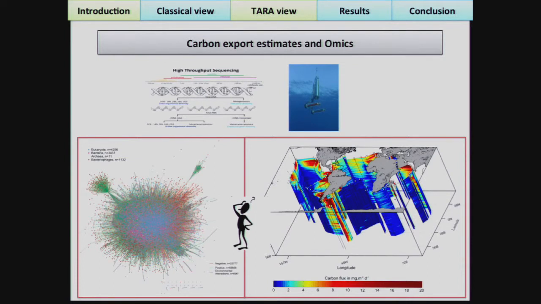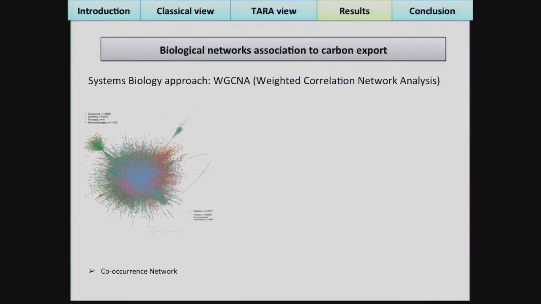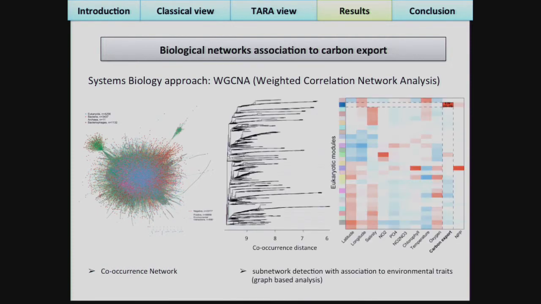This is not simple, but when you have to compare it and try to get some understanding of the biology and how this is going to impact the carbon export, it's even more complex. So we try to develop ways to look at it by simplifying the data set, but not losing the complexity that is in it. And so first, we had to extract some information from the interactome. So that's what we did by using a systems biology approach, the WGCNA here, that basically looks at the structure of the network and correlates the structure to environmental parameters.